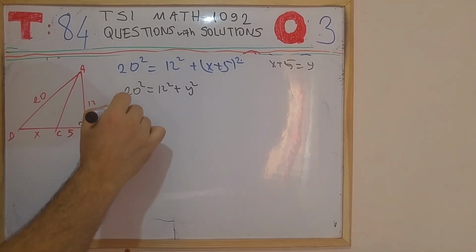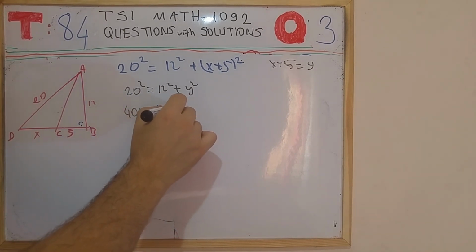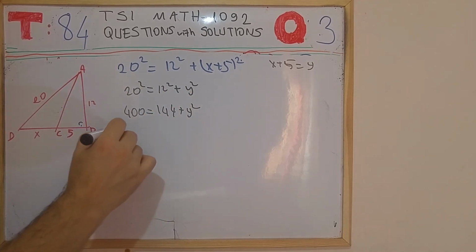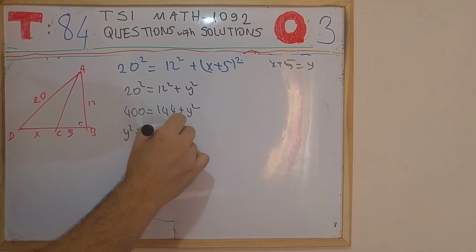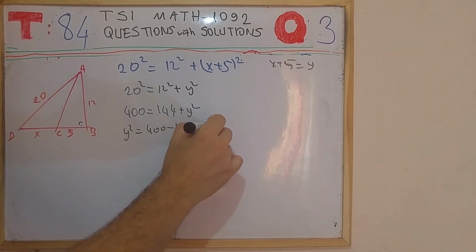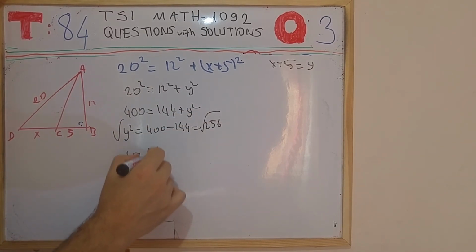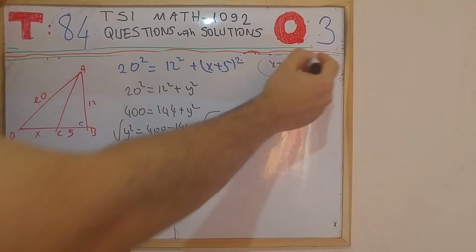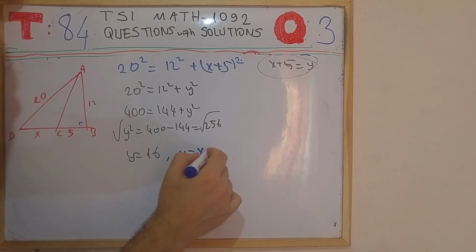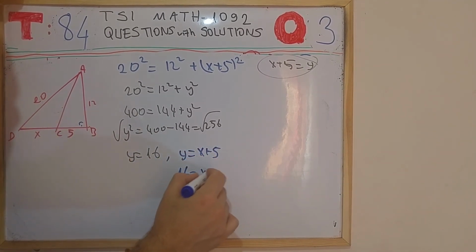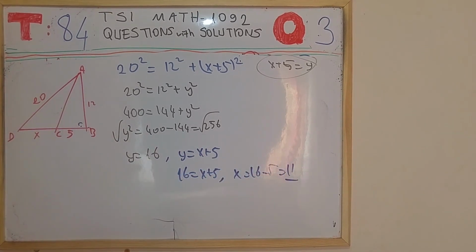So what I have here is 400 is equal to 144 plus y square. So y square is equal to 400 minus 144, which is equal to 256. When I take the square root of both sides, y is equal to 16. Now I change my variable back. Y is equal to 16 and y is equal to x plus 5. So 16 is equal to x plus 5. So x is equal to 16 minus 5, that is 11.